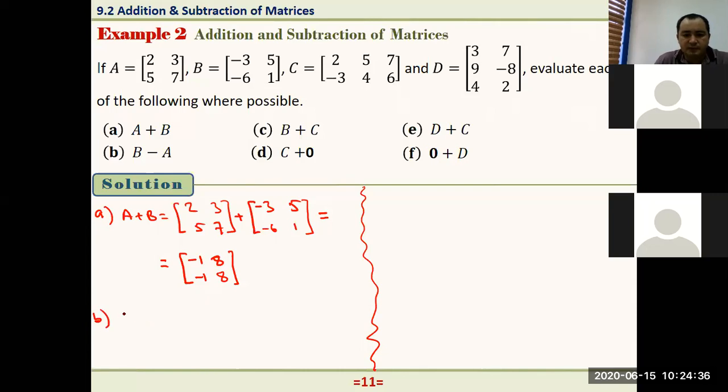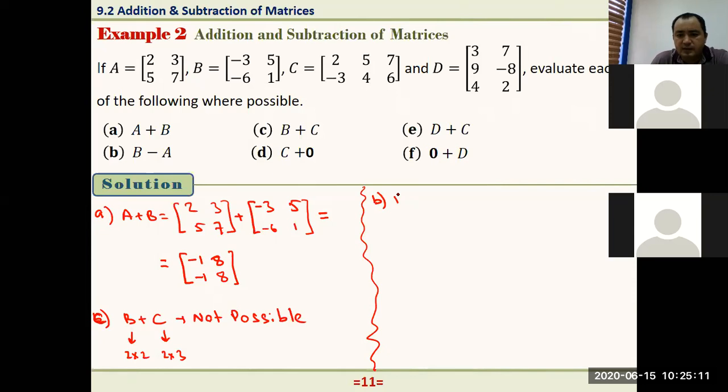B, how about B plus C? B plus C, dimension of B, as you see here, it is 2 by 2, and dimension of C, 2 rows, 3 columns, that is 2 by 3. These things are not same, so we just write here, not possible. All right. How about C? Well, I did C here. Okay, C. How about B?